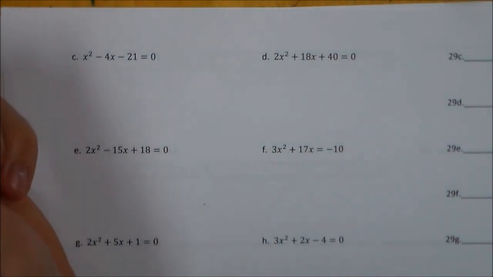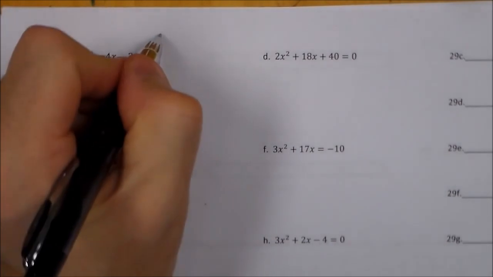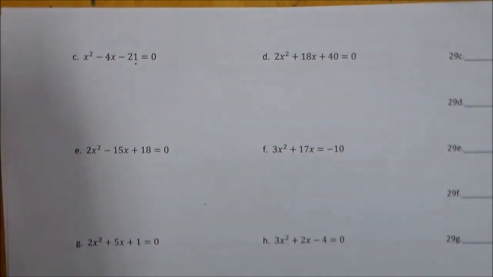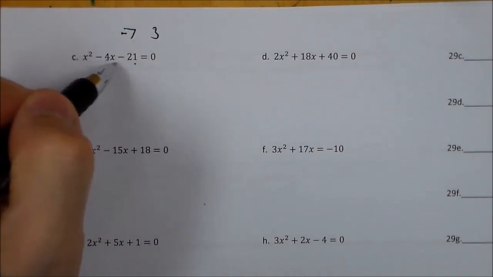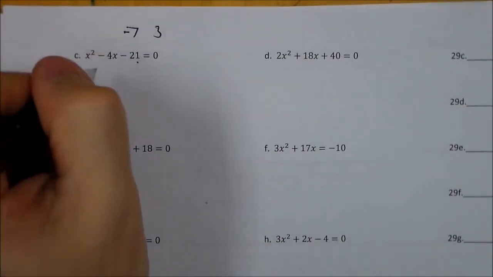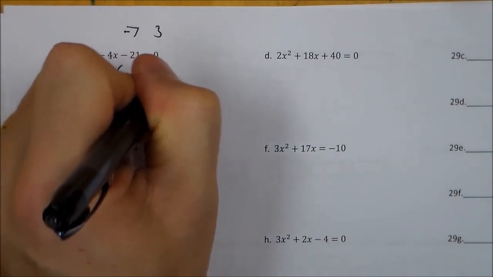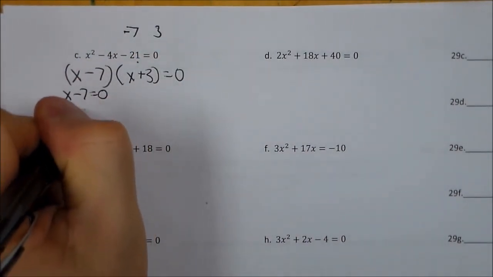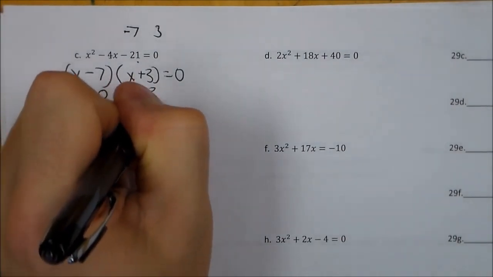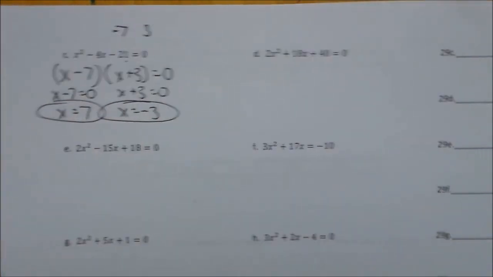X squared minus 4x minus 21. So if we first look at factoring, I'm looking at multiplying to negative 21 that adds to negative 4. 7 and 3 come to mind. If I make it a negative 7, that would add up to be negative 4, multiplies to negative 21. So we're going to go x minus 7, x plus 3 equals 0. I then set them both equal to 0 and get x equals positive 7 and x equals negative 3. So those are my two solutions there.